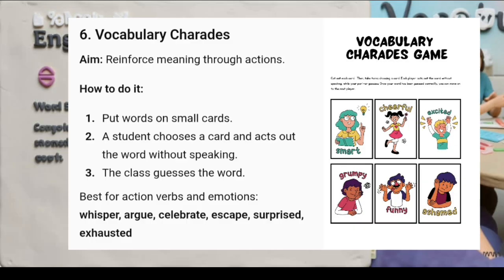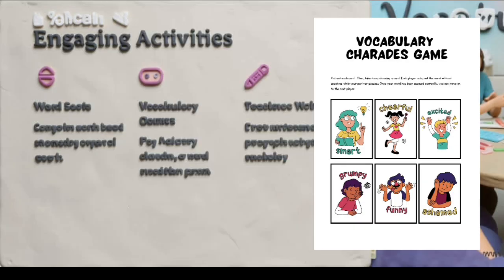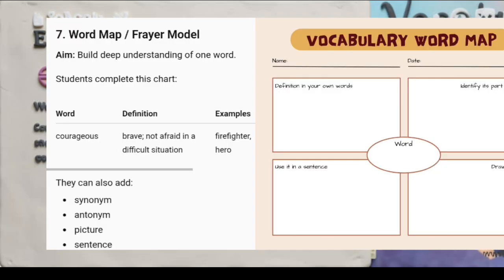We have the 7th activity, which is called word map or Frayer model. It aims to build deep understanding of one word. Students complete this chart, for example. We say the word, brave. So the definition is not afraid, in a difficult situation. Example: firefighter or hero. Non-example: cowardly, afraid to help. They can also add synonym, antonym, picture, sentence.